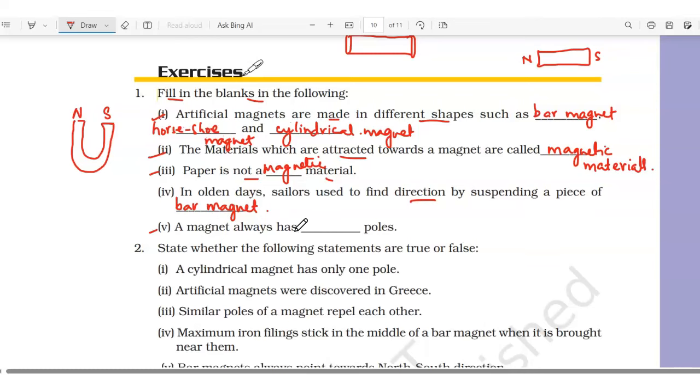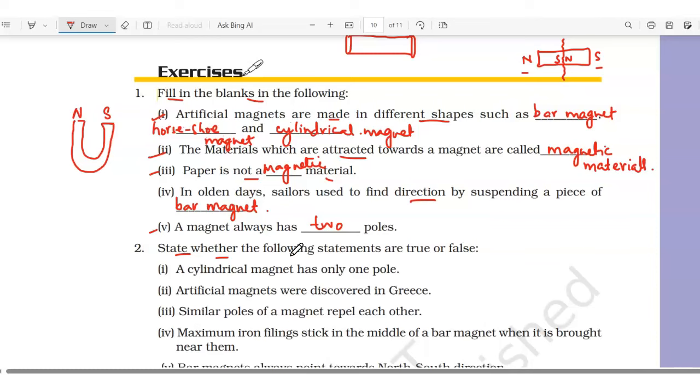A magnet always has two poles. Always remember, magnets exist in pairs. They always have dipoles. That means they always have two poles, a north pole and a south pole. Even if you break this magnet in two, each piece will again have a north pole and a south pole.